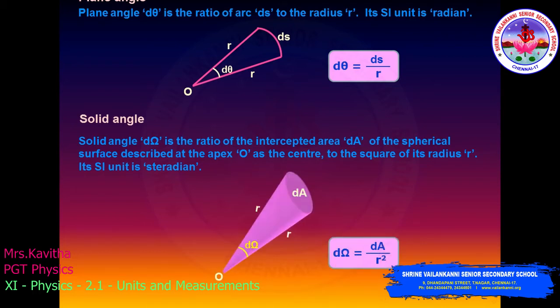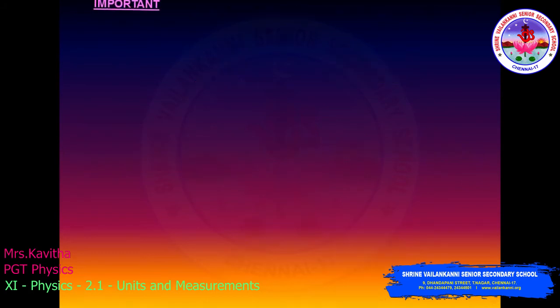Next one is solid angle. So solid angle d omega is the ratio of the intercepted area dA of the spherical surface described at the apex O, as the center, to the square of its radius r. Its SI unit is steradian. See the diagram: d omega is equal to dA by r square.